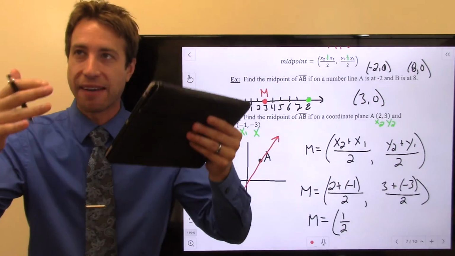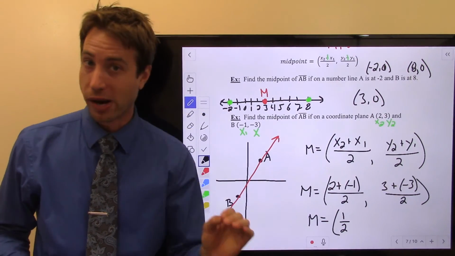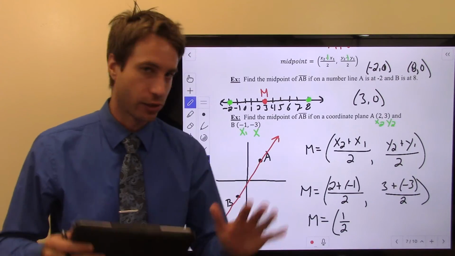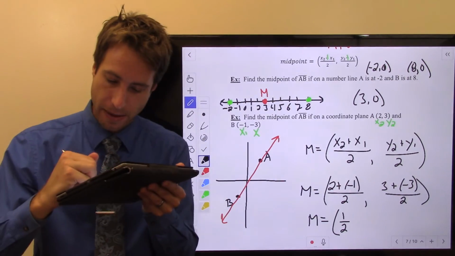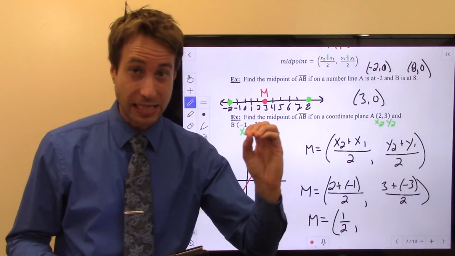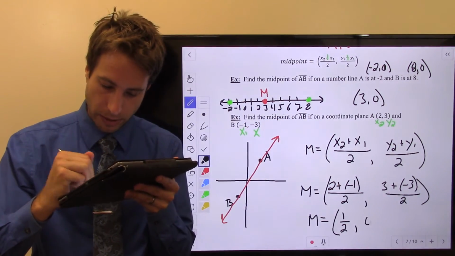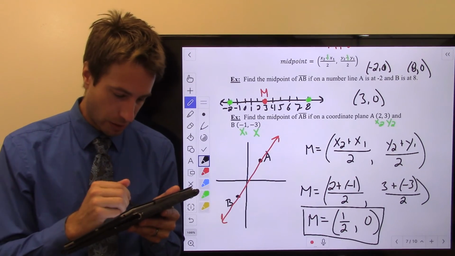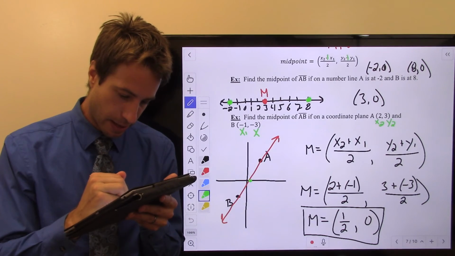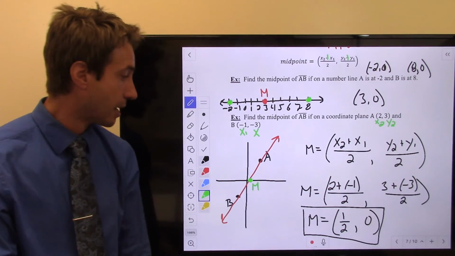In math, you don't say something over something else. It's 1 divided by 2, or 1/2. Please don't say 1 over 2. That's not the proper way of speaking the language of math. And then 3 minus 3 is 0, and 0 divided by anything is 0. So 0 divided by 2 is 0, or my point, (1/2, 0), which would be somewhere right about there. That looks very much like my midpoint.